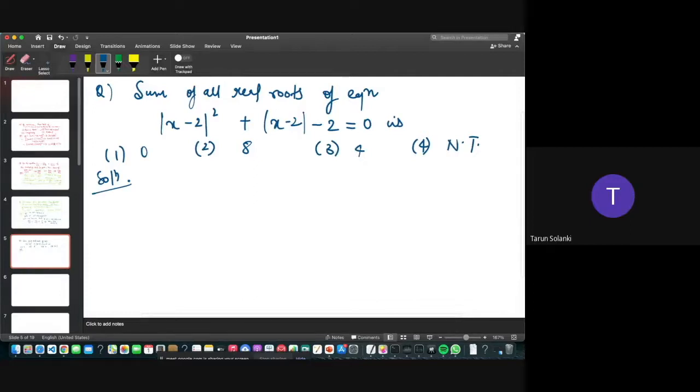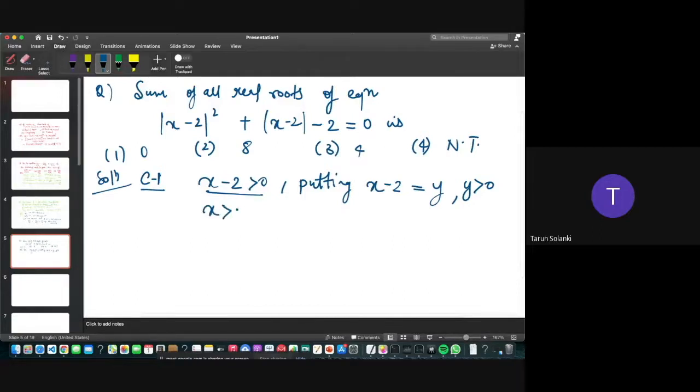Okay, so we will solve. So here, you know, the modulus condition is given. So there will be two cases. Okay, so first we'll move to case 1, where x minus 2 is greater than 0. This we will take. So putting x minus 2 is equals to y, y we will take as the condition given, y is greater than 0. So x is greater than 2. We will take this side.